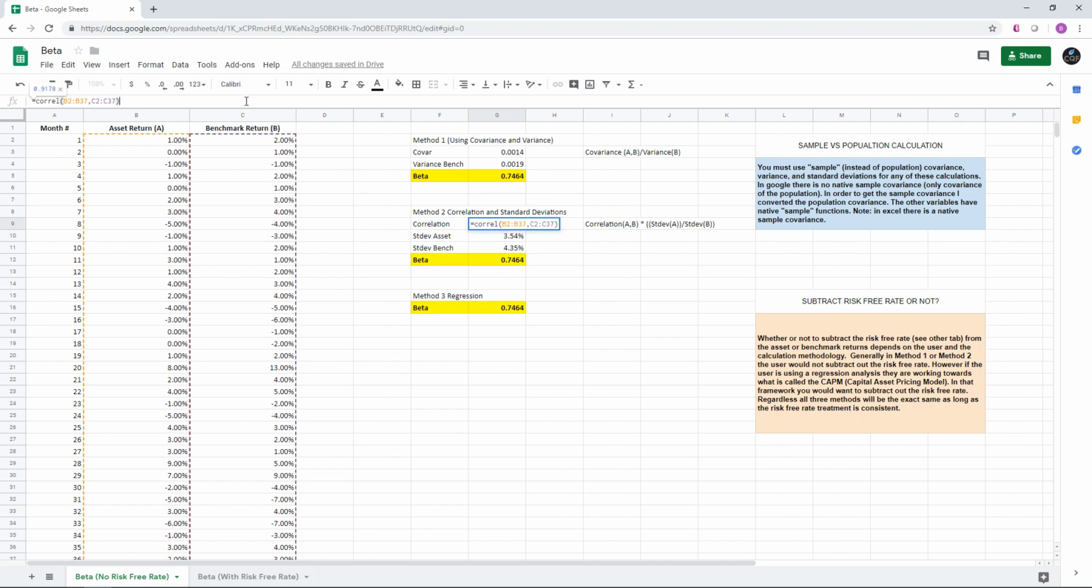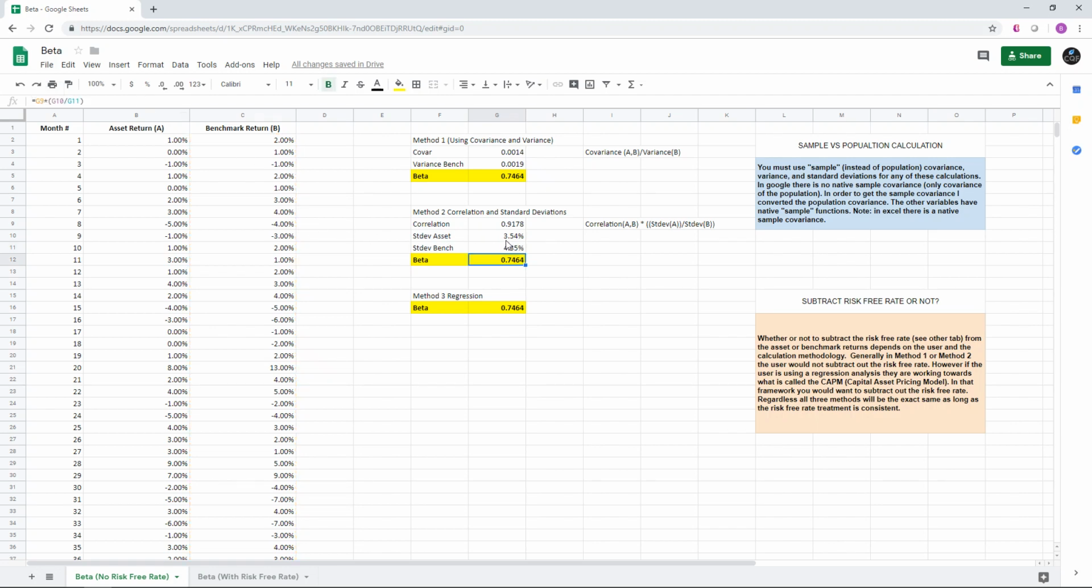Method 2, using correlation and standard deviations. Let's just get the simple correlation between the asset and the benchmark. See that here? The correlation is 0.9178, so fairly high. The standard deviation of both the asset and the benchmark. Here again, you can see the .S. I'm getting the sample standard deviation for the asset, and then the same thing for the benchmark.